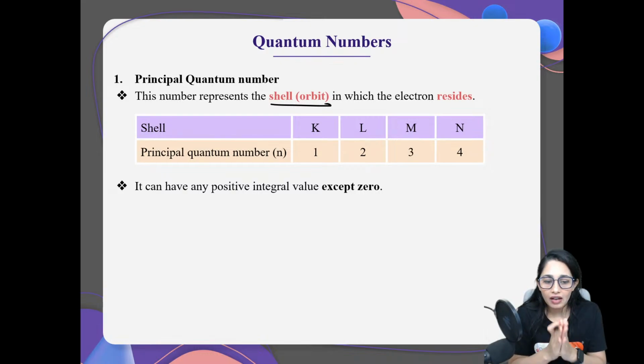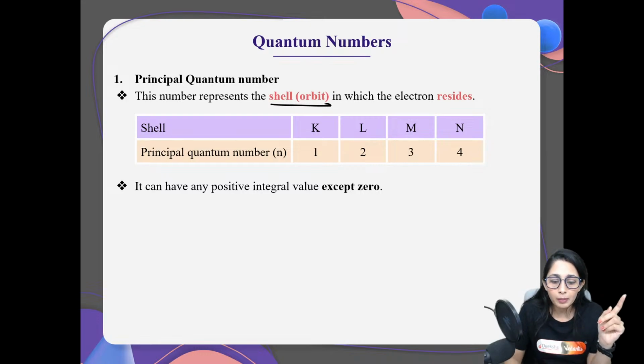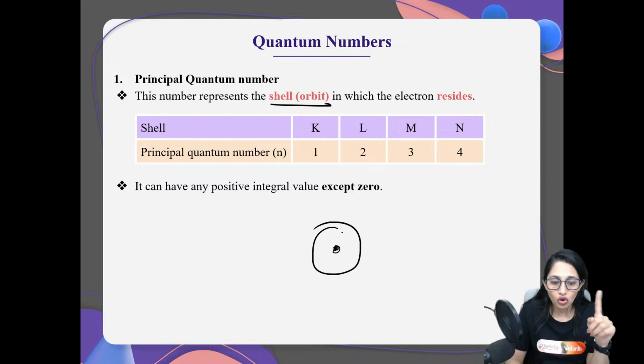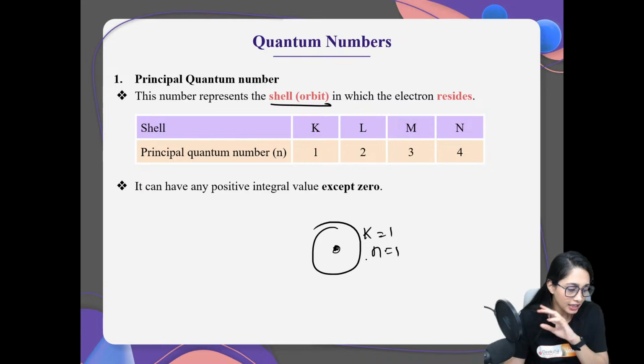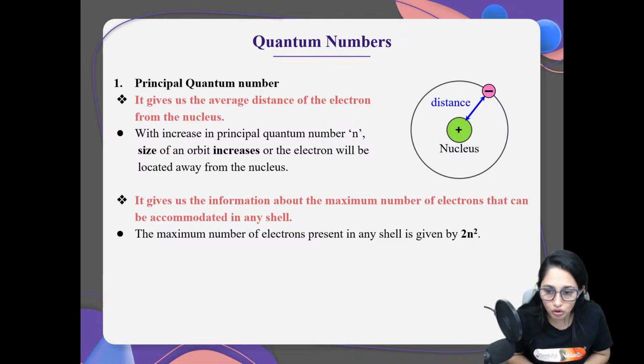It can have any positive integral value except 0. It can never be 0 because K is the nearest shell to the nucleus, and its value is 1. So n is equal to 1. The principal quantum number can never be 0. Next, it gives us the average distance of the electron from the nucleus.